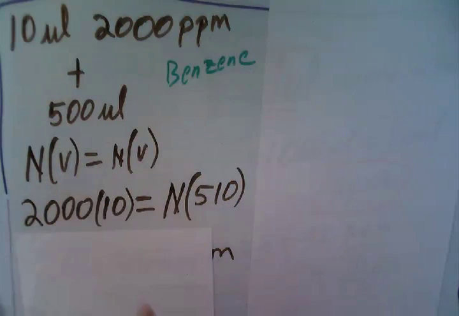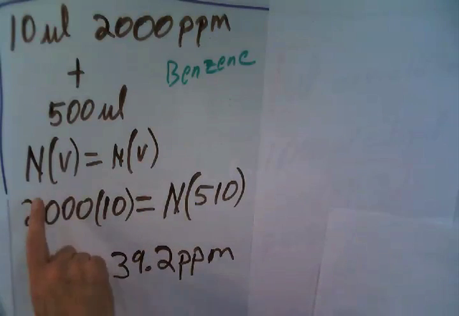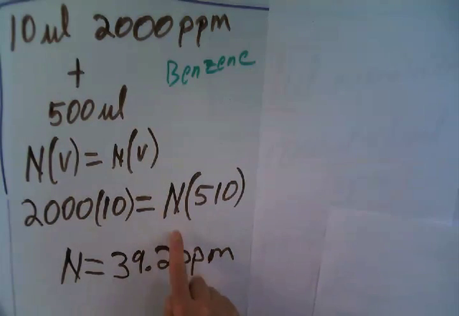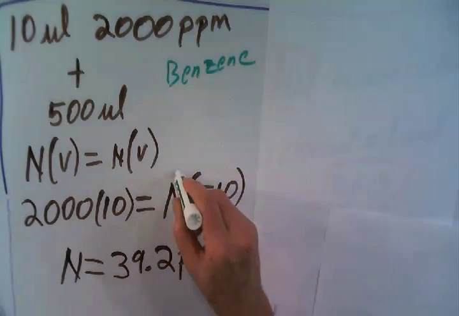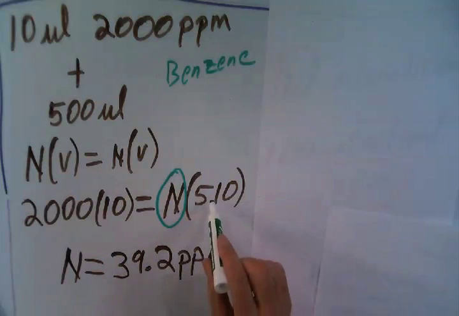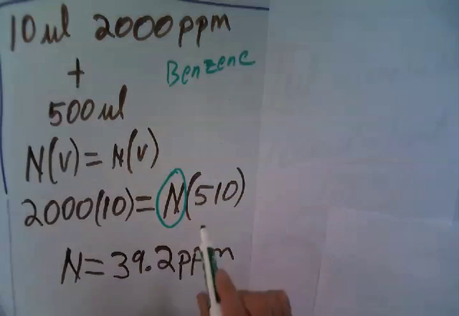Normality times volume is equal to normality times volume. So our original normality is 2,000, our volume is 10, our ending normality is the variable, and our ending volume is the 500 plus the 10, or 510. So you can quickly calculate this and find out that the normality is 39.2 parts per million.